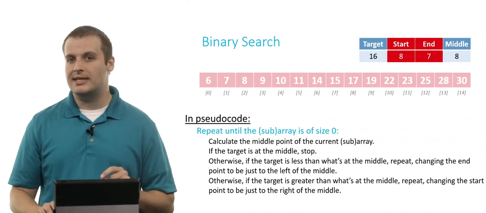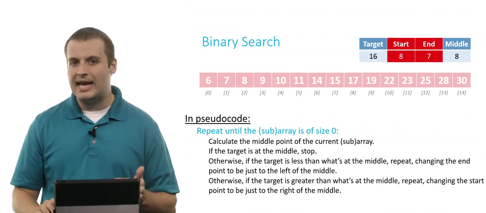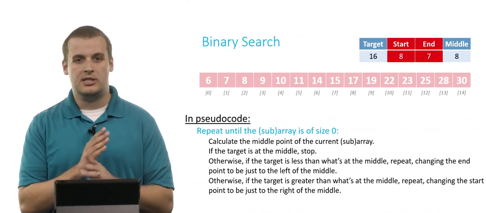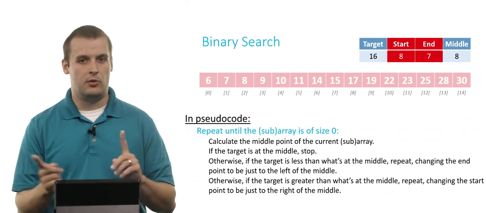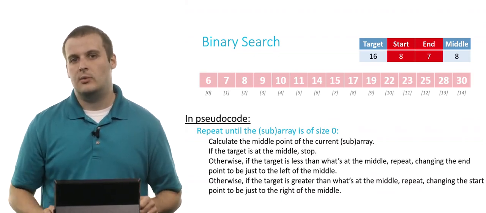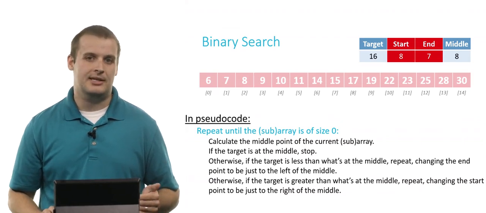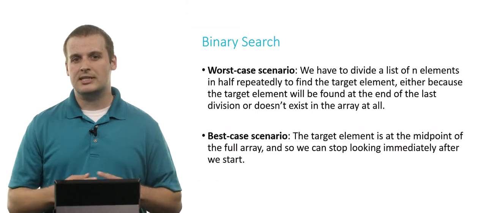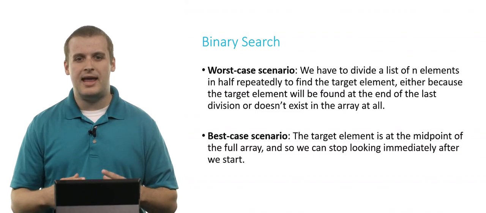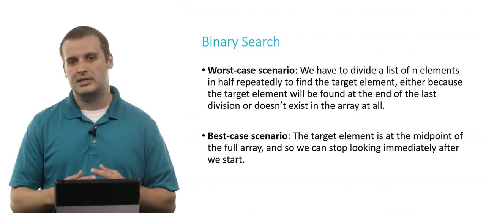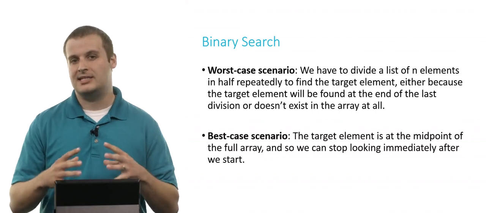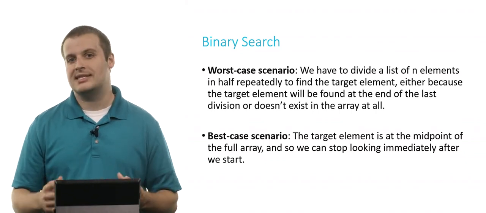Now notice that this is slightly different than the start point and end point being the same. If we had been looking for 17, it would have been in the array, and at the start point and end point of that last iteration before those points crossed, we would have found 17 there. It's only when they cross that we can guarantee that the element does not exist in the array. So this took a lot fewer steps than linear search. In the worst case scenario, we had to split up a list of n elements repeatedly in half to find the target, either because the target element will be somewhere in the last division, or it doesn't exist at all.